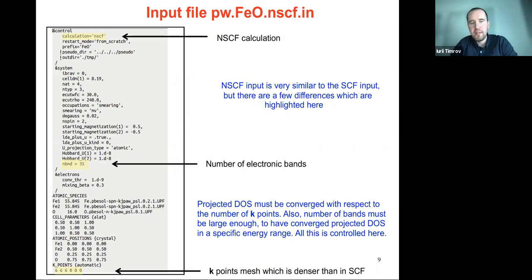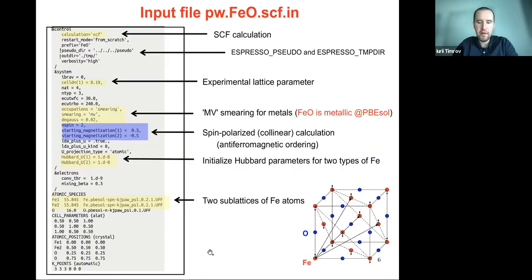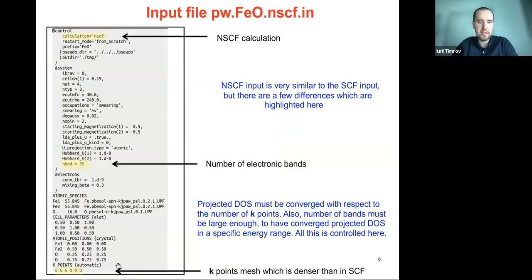But here, since I already checked before, I want to include a bit more that was already computed. So we add a bit more empty states. This is why we have 35, but for each system, this must be checked. And also here we use a denser K-point grid, because in the SCF we use 3 by 3 by 3, and here we use 6 by 6 by 6, because NSCF is much cheaper, so we can use denser K-point grids.